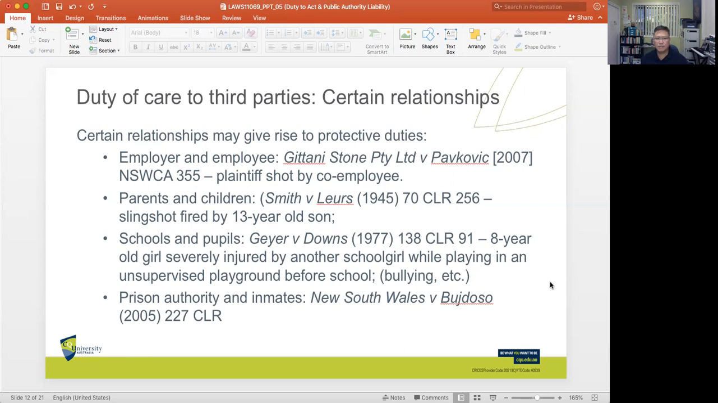I mentioned already the case of parents and children as an established relationship where there is a duty of care to third parties, the case of Smith versus Lurs, which means that parents have a duty of care to ensure the vulnerable children in their care do not cause harm to others. The same is true of schools and pupils. In the case of Gare versus Down, an 8-year-old girl was severely injured by another schoolgirl while they were playing unsupervised in a playground before school started.